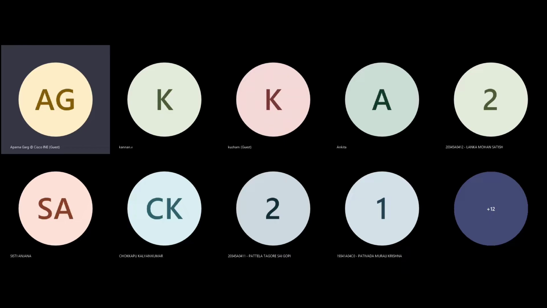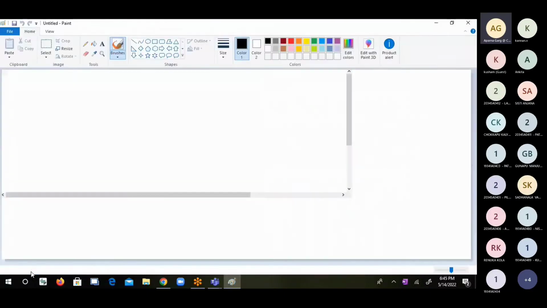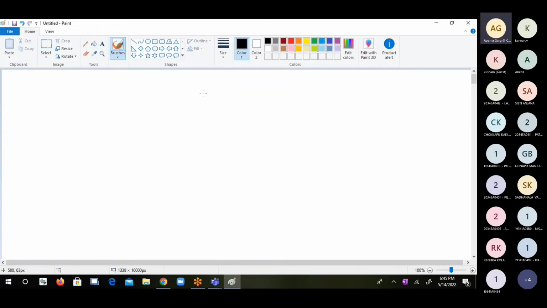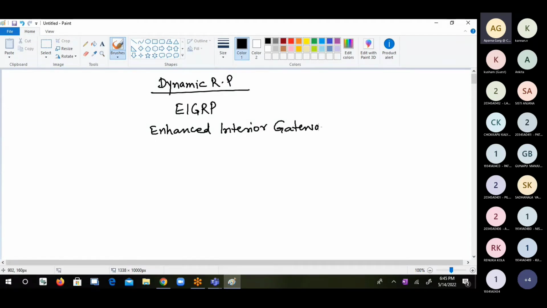So I can see there are a lot of people who have done the RIP, and I can see that you have a good understanding of the RIP protocol, and that's correct. Now, what we have to do, we are going to study our next dynamic routing protocol, which is EIGRP. EIGRP: Enhanced Interior Gateway Routing Protocol.